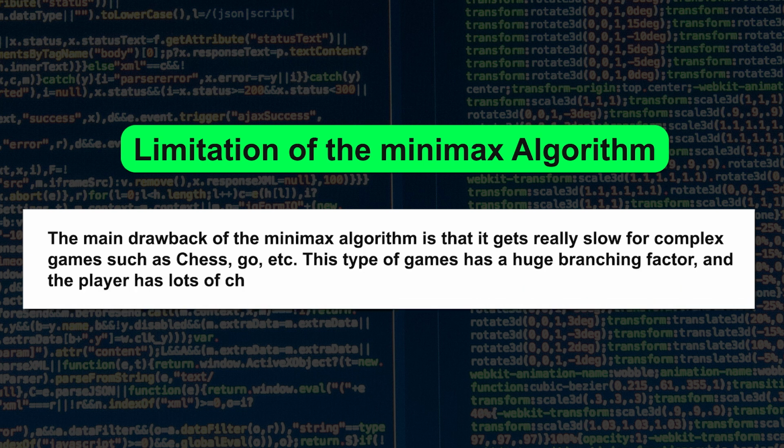Limitation of Minmax algorithm. The main drawback of Minmax algorithm is that it gets really slow for complex games such as chess, Go, etc. This type of game has a huge branching factor and the player has lots of choices to decide. This limitation of the Minmax algorithm can be improved by alpha-beta pruning, which we will discuss in our next topic. So, our upcoming lecture is about alpha-beta pruning.